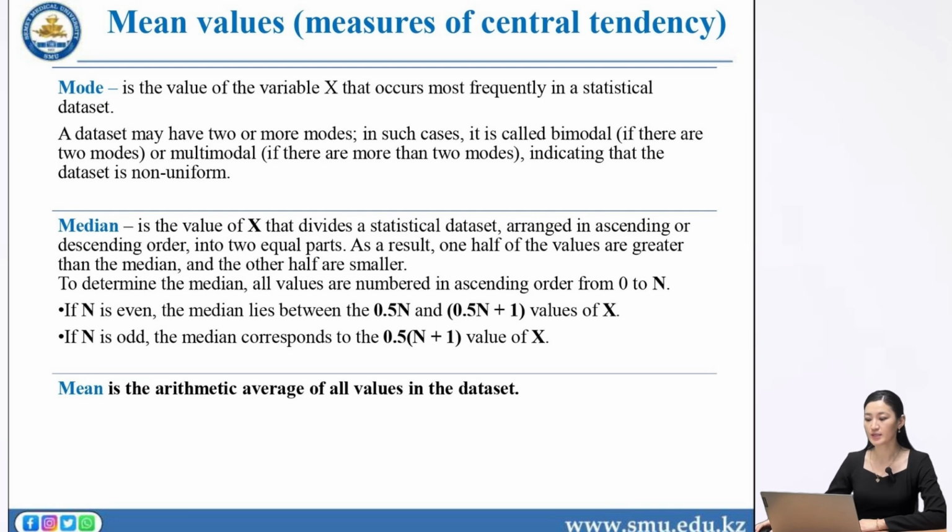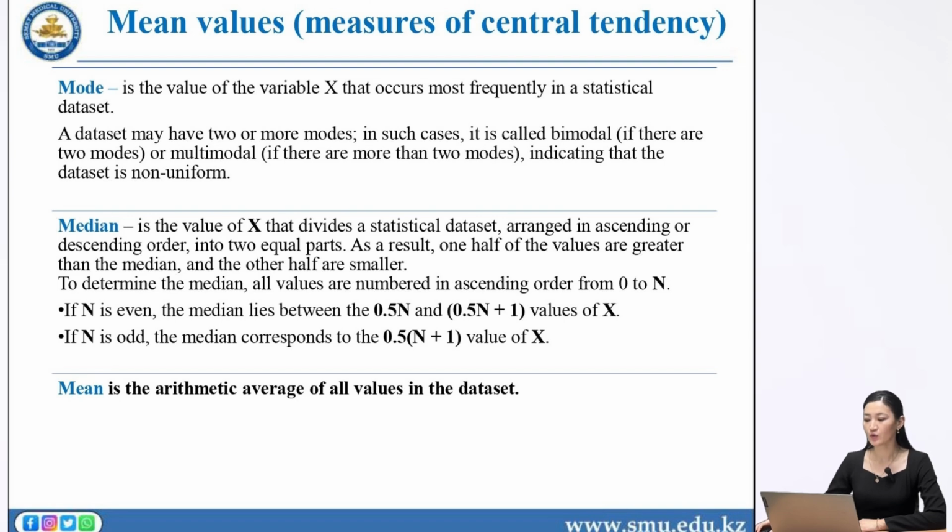Mode is the value that appears most frequently in a dataset. Sometimes the dataset can have two or more modes. If there are two modes, we call it bimodal. If there are more than two, it's multimodal. This tells us that the data are not uniform.